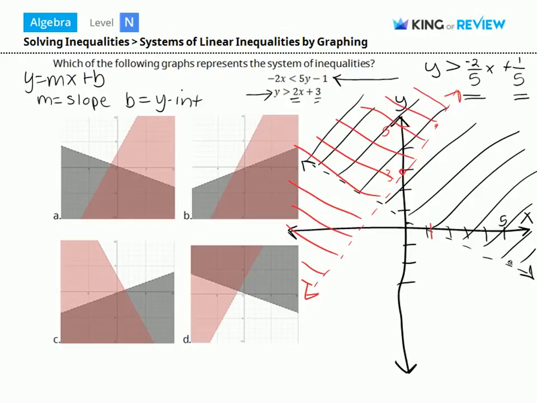So now we have graphed both inequalities. And the area where both inequalities are shaded is the solution to this graph.